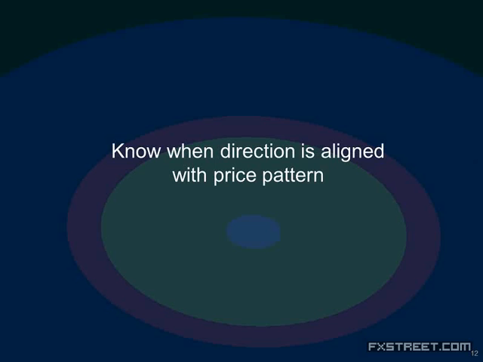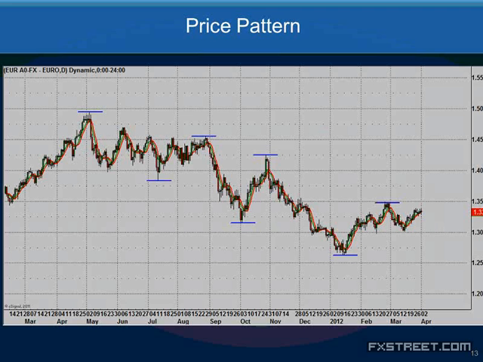So here, let me go back and show. There's two things we're talking about: direction and price pattern. I need to define both of those for you. Price pattern, very simple, is the pattern created by the market's highs and lows over time. It's just a matter of marking the isolated highs on the chart and the isolated lows on the chart.